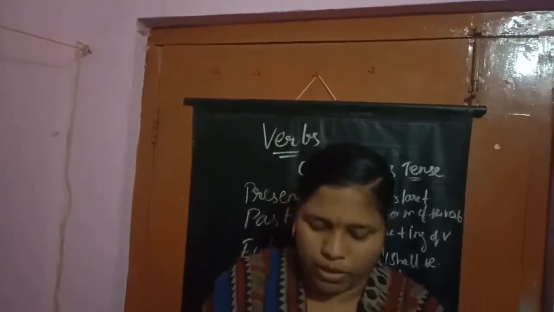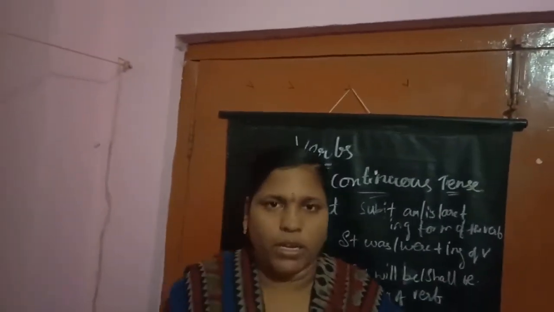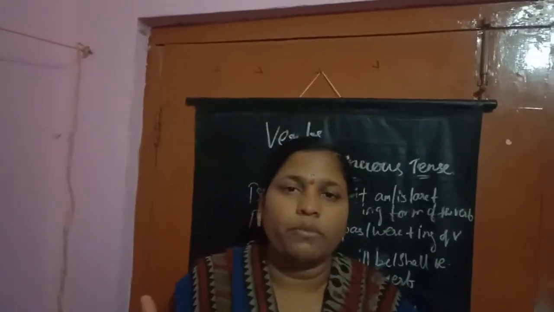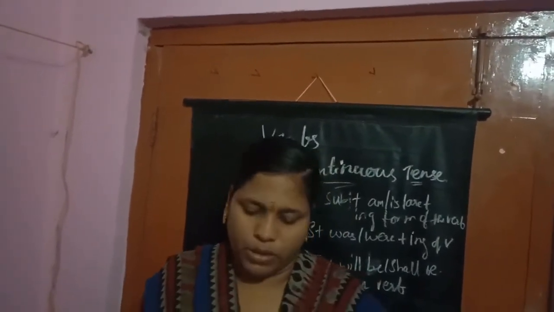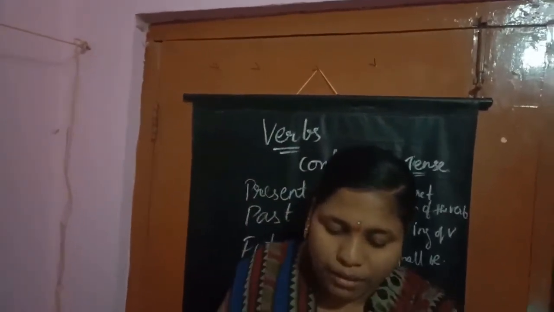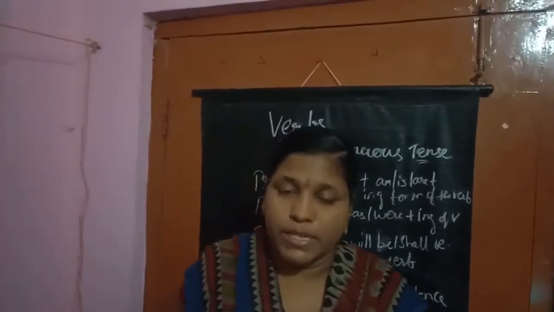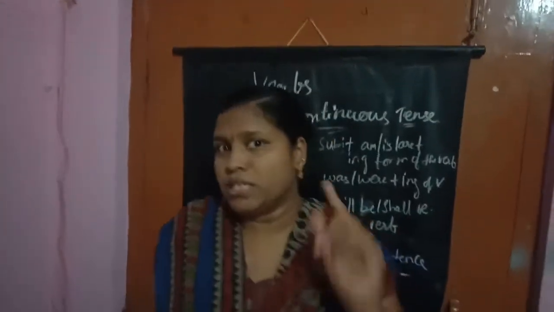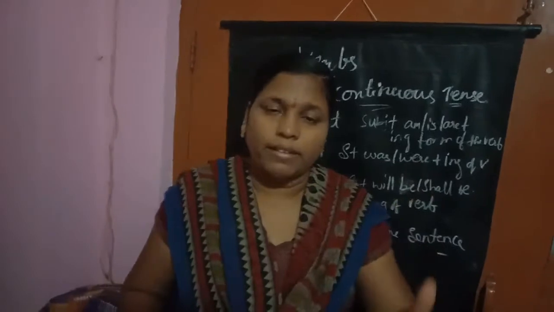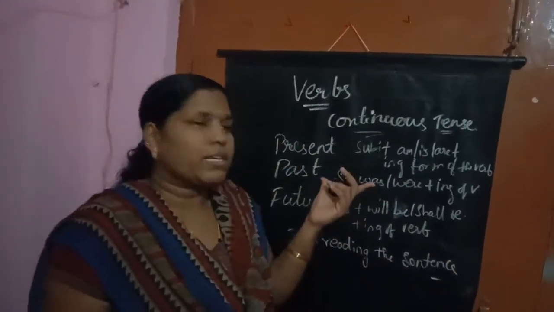Yes, children. See here. I was waiting for my school bus when you saw me. When you saw me, I was waiting for the school bus. They were planting saplings in the garden when I reached their house. People were flying kites on that breezy morning. Understood, children? See here. What is the past continuous tense?